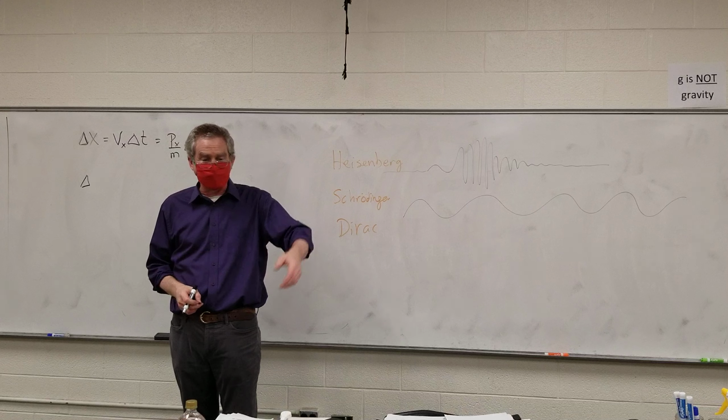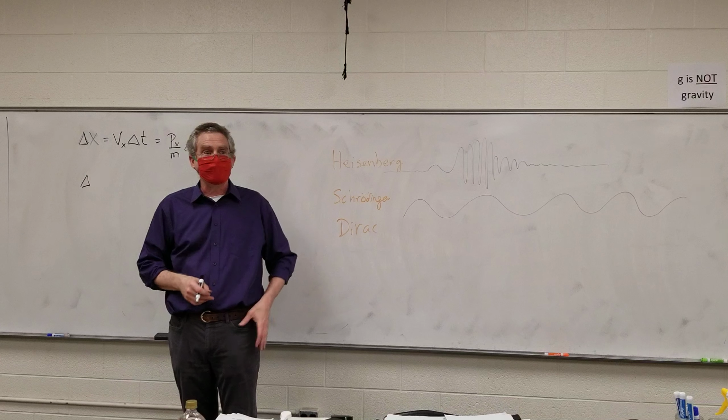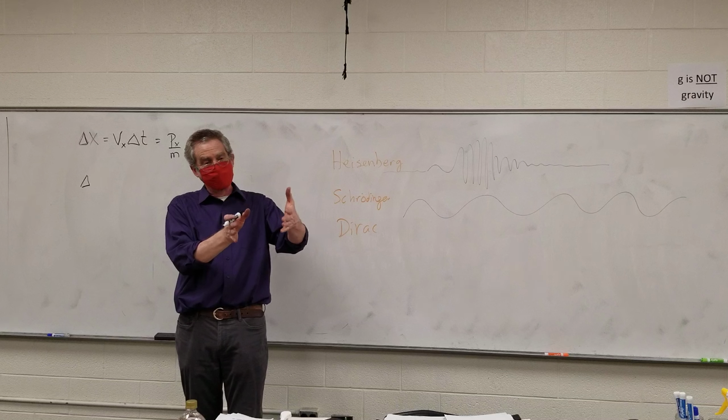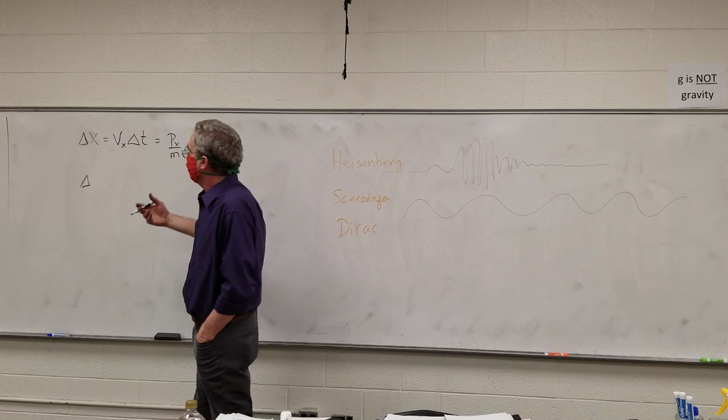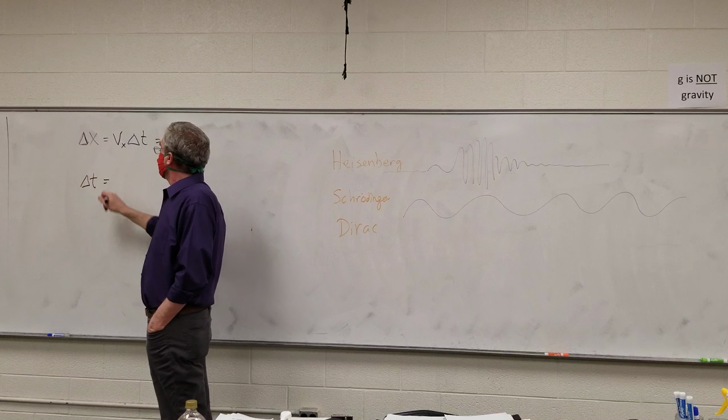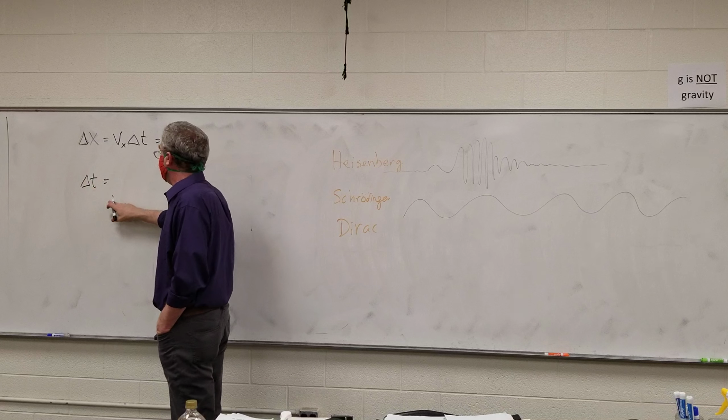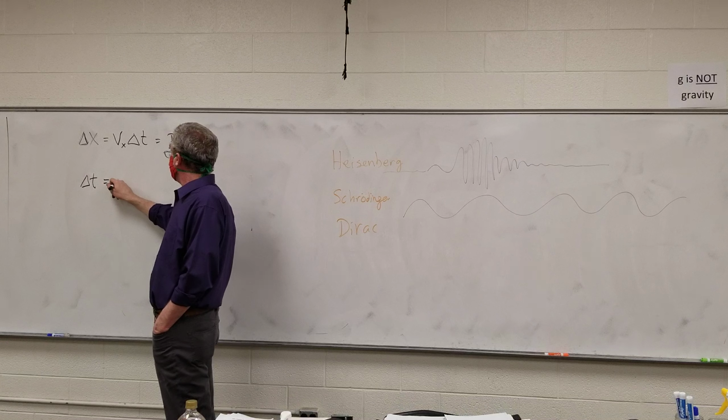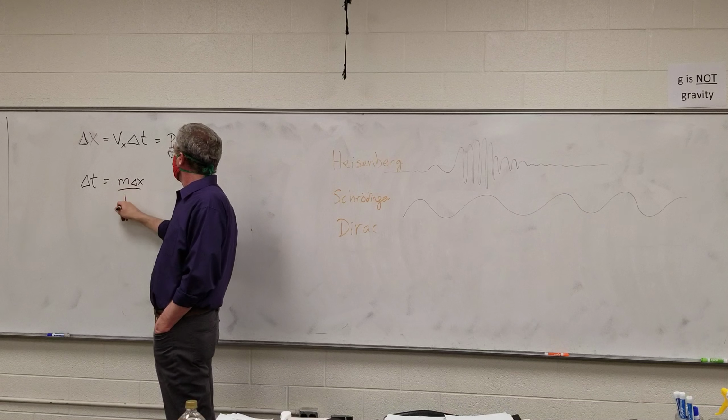I'm rolling a ball across the table and you're trying to predict where it's going to be. You know that within a certain time interval, it should be within a certain position. That's a crude estimate here. So this uncertainty in time, or this range in time, would just be m times the change in position over the momentum.